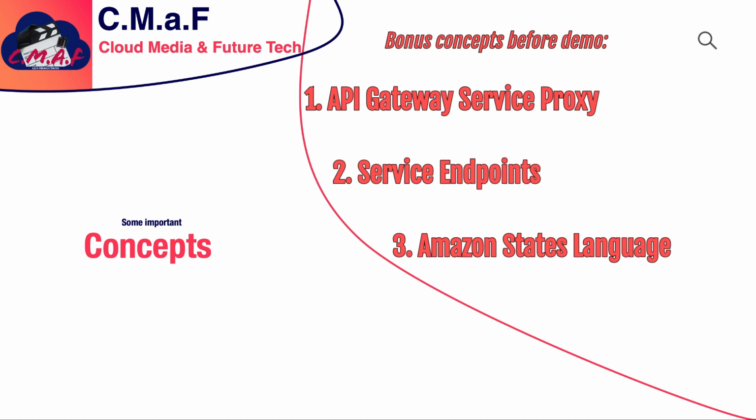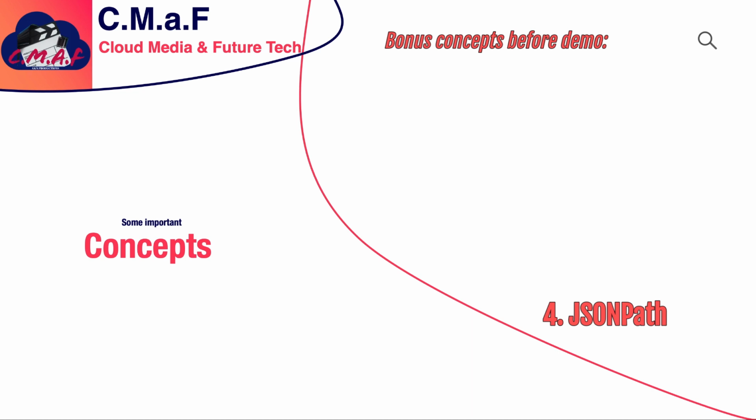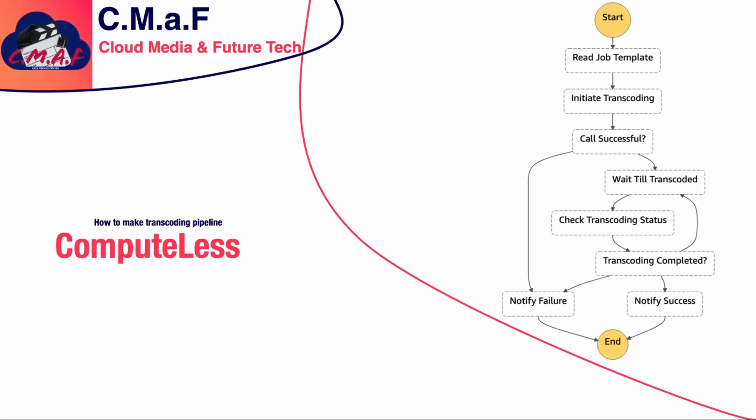This is where our next concept will be useful, called JSONPath. JSONPath provides the capability to select parts of the JSON structure, similar to how XPath expressions help you to select a node from your XML document. In our demo, we are going to use some advanced JSONPath expressions to query results from S3 and create the job. How are you going to make the transcoding pipeline computeless?